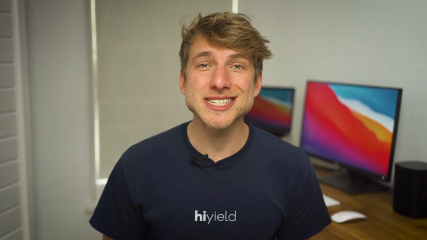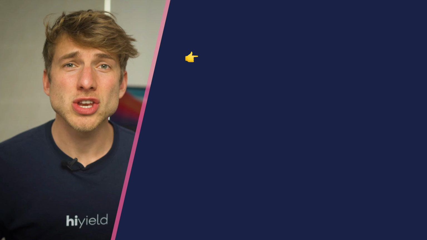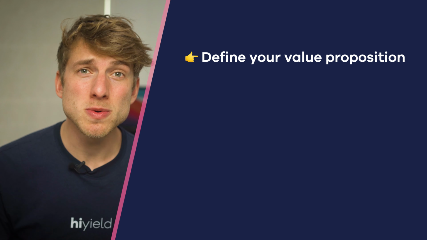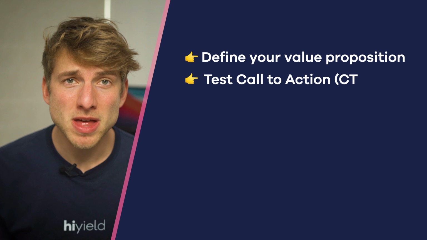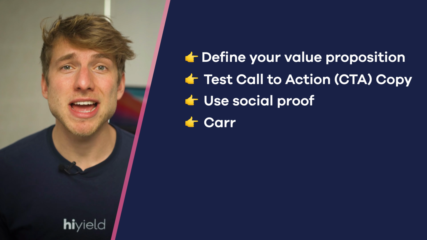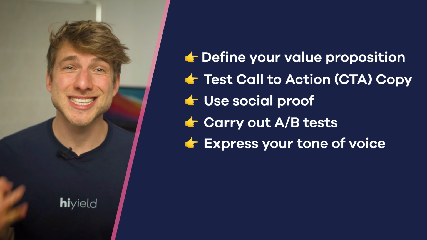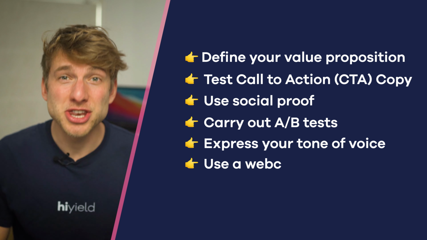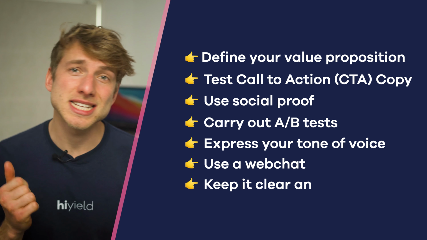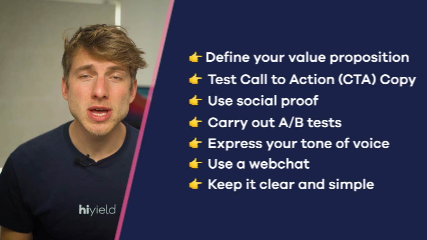Anyway, here are 7 tips to create a high converting landing page. Number 1, define your value proposition. Number 2, test your call to action copy. Number 3, use social proof. Number 4, carry out A/B tests. Number 5, express your tone of voice. Number 6, use a web chat. And number 7, keep it clear and simple. We put the timestamps in the comments or on the timeline of this video, so feel free to jump to any tip that you would like.